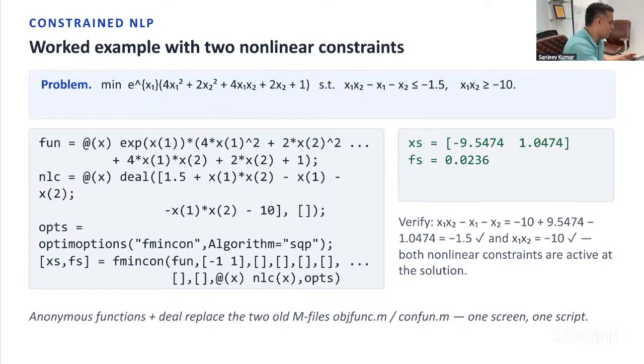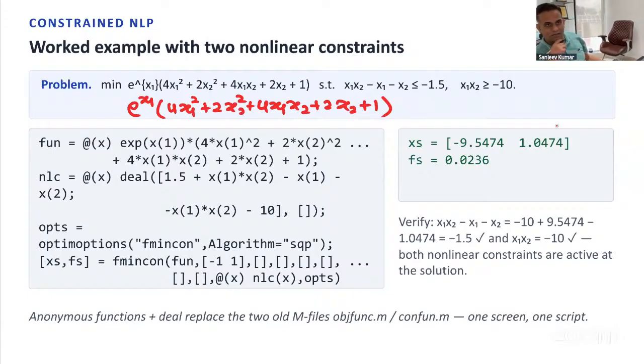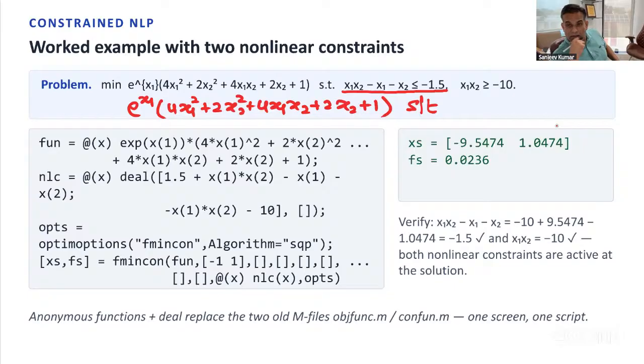Suppose you want to solve this problem. Let me write it in a better way: minimize 4x1 squared plus 2x2 squared plus 4x1x2 plus 2x2 plus 1. Suppose you want to minimize this function, subject to the constraints given like this one. It is a nonlinear constraint: x1x2 minus x1 minus x2 less than or equal to minus 1.5. And then x1, x2 greater than or equal to minus 10.